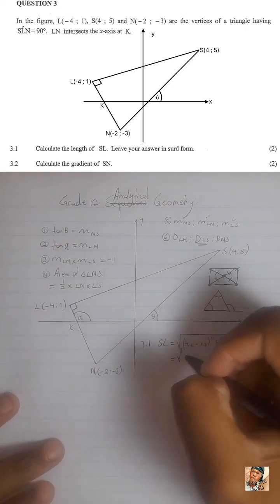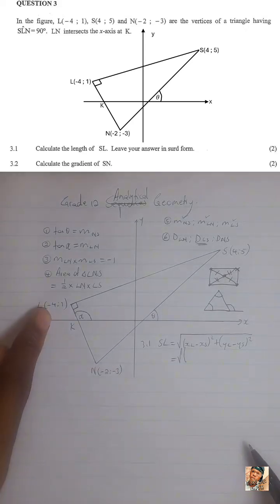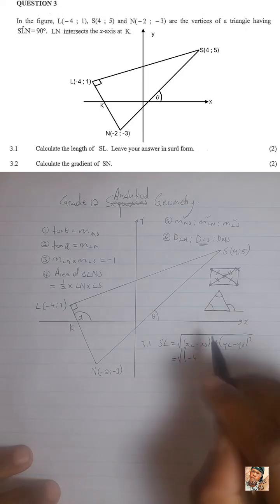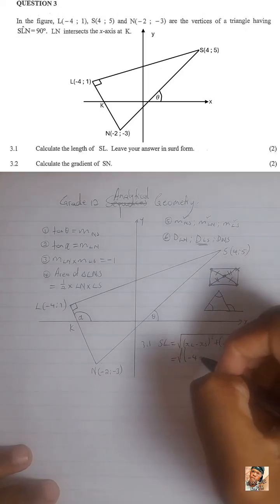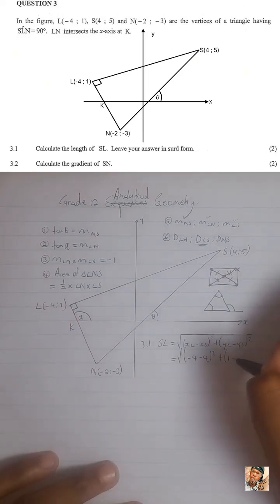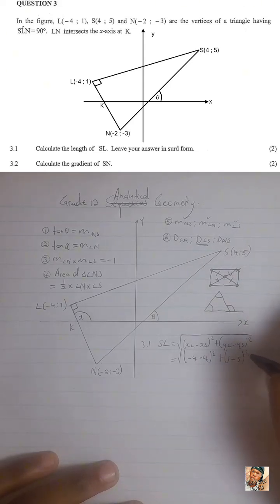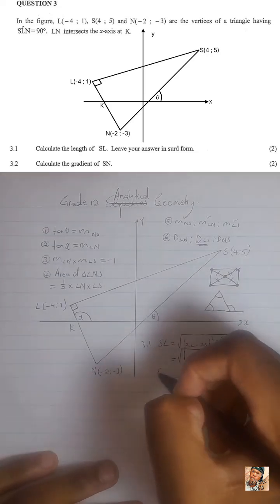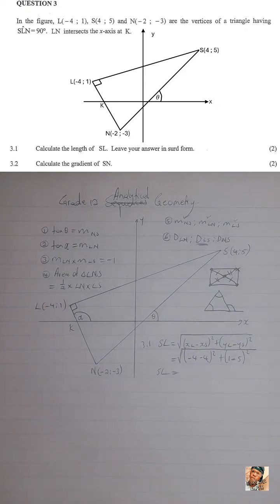So you're going to be like the square root of, what is the x of l? The x of l is -4. So we're going to write -4. What is the x of s? The x of s is 4. So we're going to write -4, and then that squared plus the y of l is 1 here. So 1 minus the y of s is 5, and then we're going to square that. So the square root of the whole thing. What you're just going to do is put the whole thing into the calculator and determine what it is equal to. But because I don't actually have a calculator near me, I'm just going to do this manually.